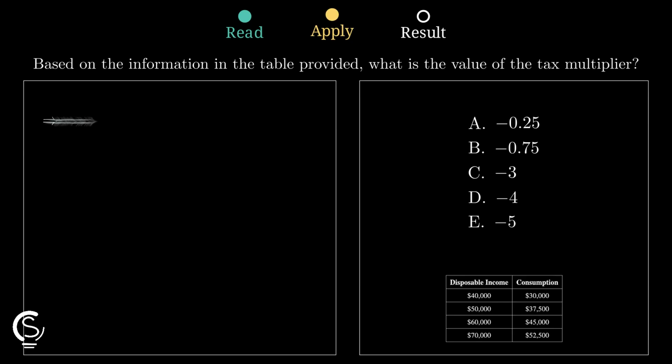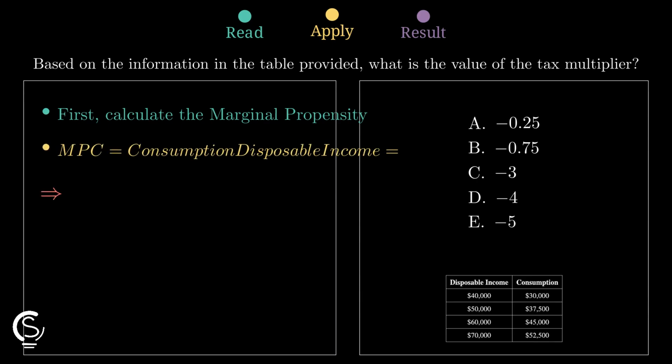Divide the change in consumption by the change in income to get an MPC of 0.75. This value is essential for calculating the final impact on the economy. Use the tax multiplier formula, negative MPC divided by 1 minus MPC. This equals -3, making option C the correct answer.